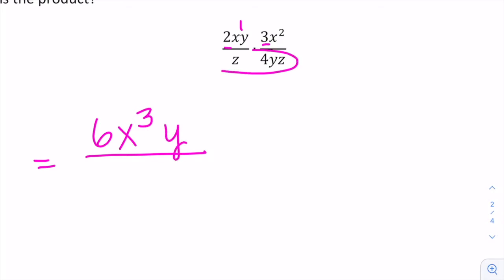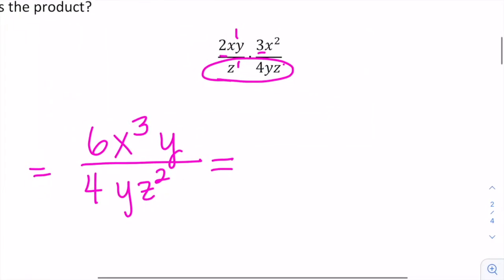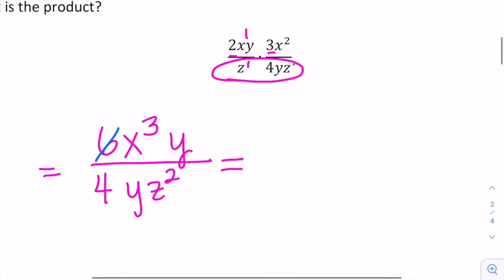Now let's combine everything in the denominator. So that's 4 times y, and then z squared. We have 2 of those z's. All right, and now we can start reducing. So looking at the numbers, well, we know 2 can go into 6 and 4. So 6 divided by 2 is 3. 4 divided by 2 is 2.